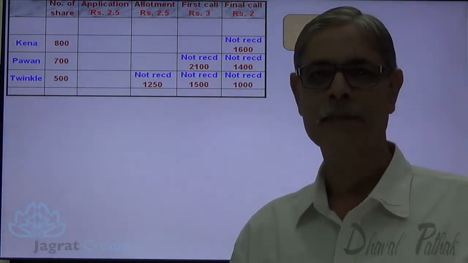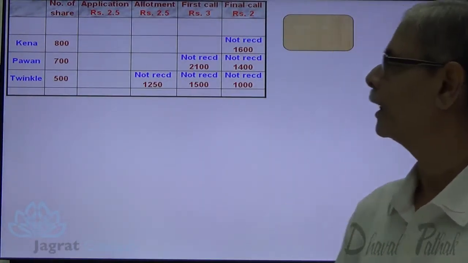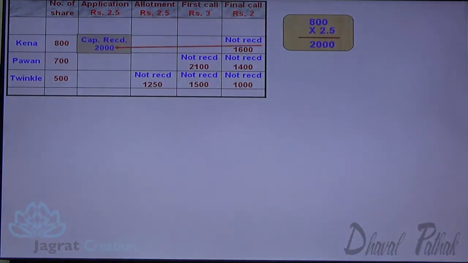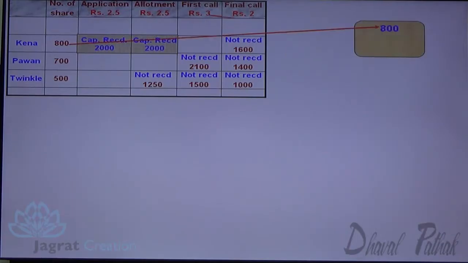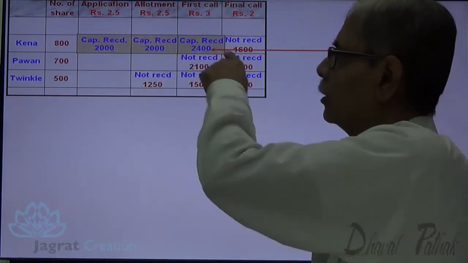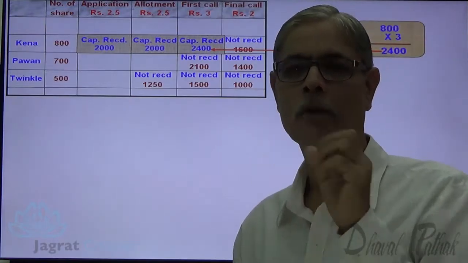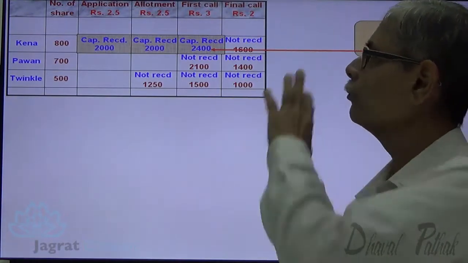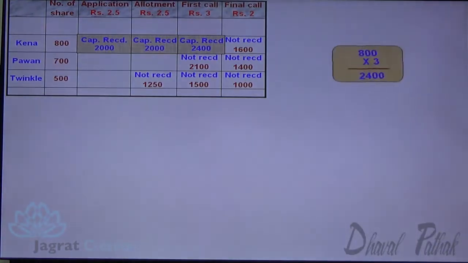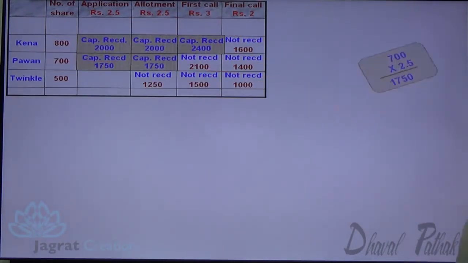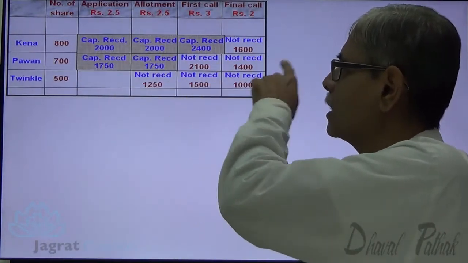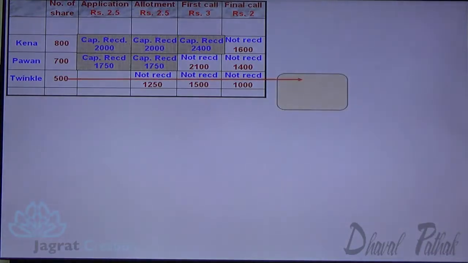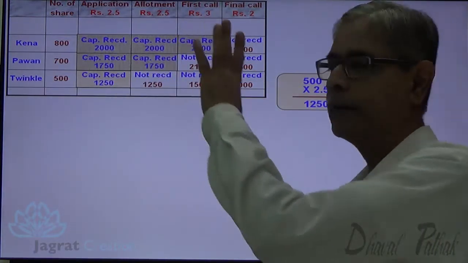Let me work out the capital that has been received on these shares forfeited. So far as KENA, capital received with application. This is the capital received with allotment. This is the capital received with first call. So this is the total capital received from KENA, and her shares are forfeited for non-payment of final call. Capital received from Pawan 700 into 2.5. So this is how 3,500 capital has been received from Pawan. This is the amount not received. For Twinkle, this is the capital that has been received.